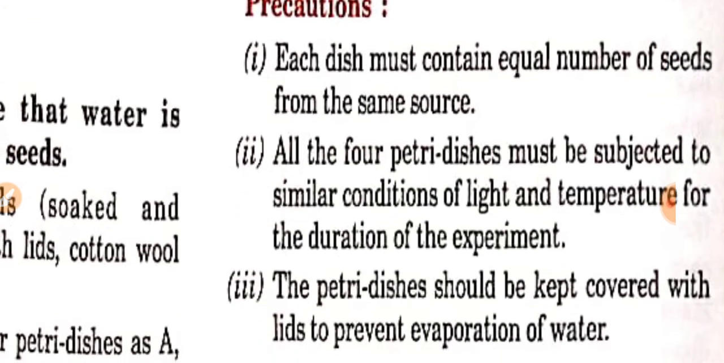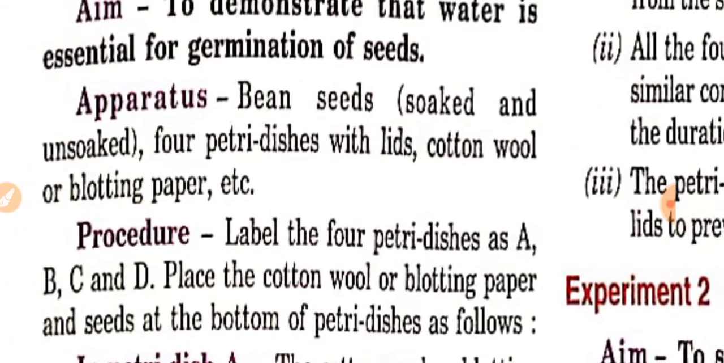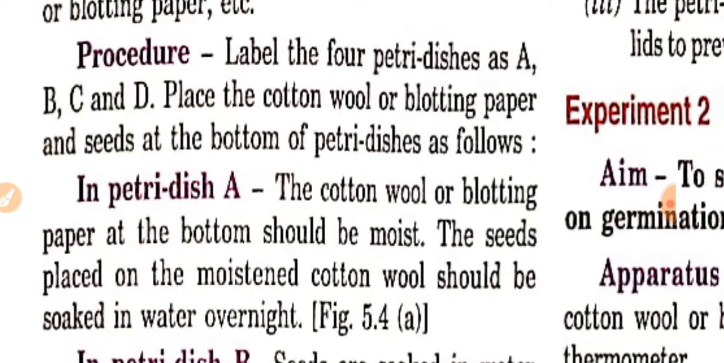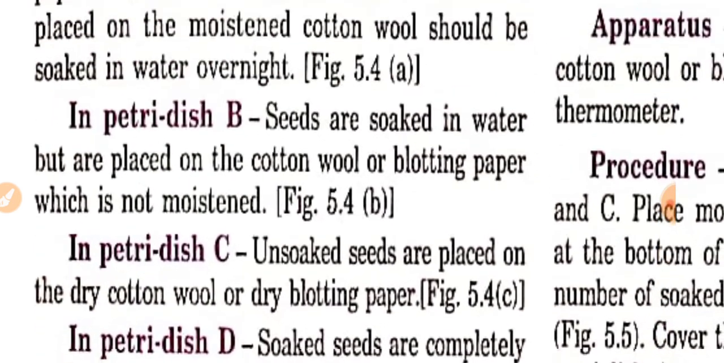There are some precautions in this experiment also. Each dish must contain an equal number of seeds from the same source. All four petri dishes must be subjected to similar conditions of light and temperature for the duration of the experiment. The petri dishes should be kept covered with lids to prevent evaporation of water. So you can see that in this experiment you have to use an adequate quantity of seeds and petri dishes of equal sizes, and optimum temperature and water will be provided, and you have to do the experiment like this.